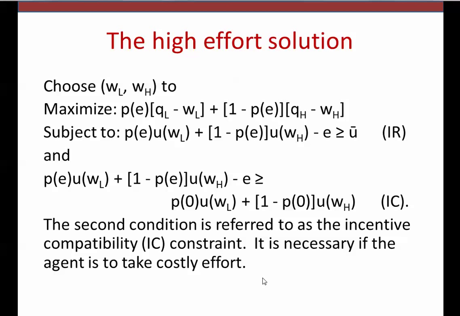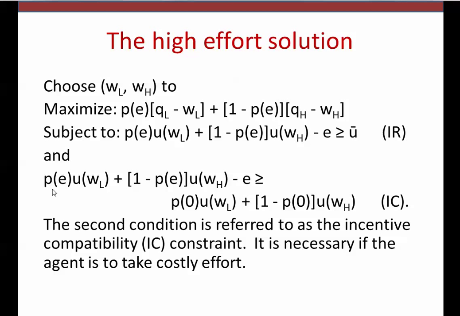So that means the principal's expected payoff is the expected output net that certainty equivalent payment. Let's now look at the high effort solution. The high effort problem is a little bit harder to analyze, and it's really the heart of the principal-agent model. Again, the principal is going to choose the payments WL and WH. The objective function is the same, except now the probability weights are determined by high effort. There is an individual rationality constraint for the agent when taking high effort. The probability weights, again, are based on high effort, and then you have to subtract off the disutility of effort.